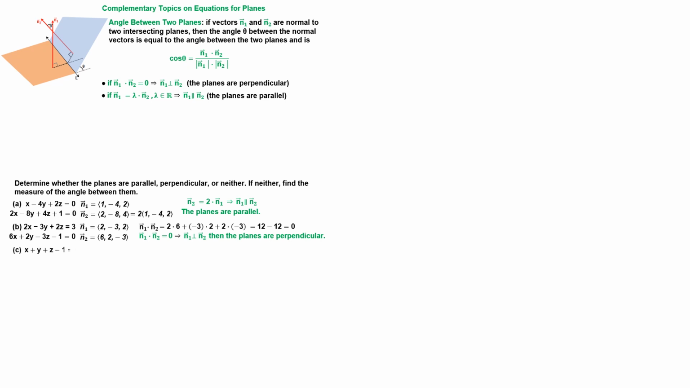The procedure to solve part C is the same. We find the normal vectors first. Since the normal vectors are not scalar multiples of each other, and the dot product is not zero, we conclude that the normal vectors are not parallel, so neither are the planes. The angle between them is given by the formula above.